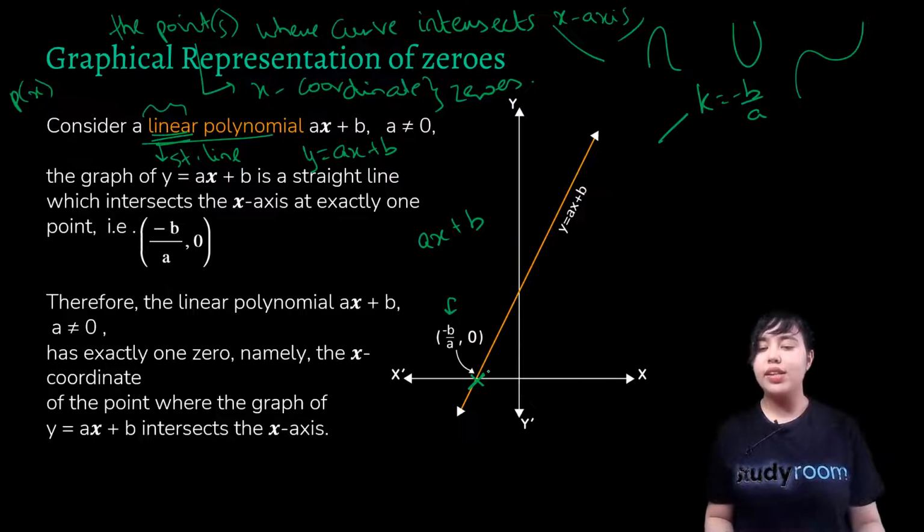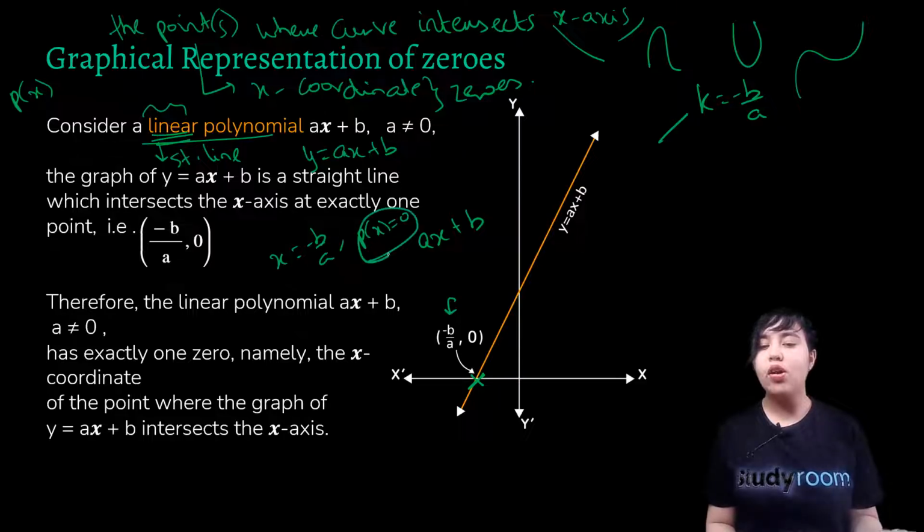Alright, so you look at this point. Now how do we make sense of it? If my x value is minus b by a, this is my y coordinate. I'm getting y equal to 0. So for x equal to minus b by a, I'm getting p of x as 0. Now the moment I get p of x as 0, what does it mean? It means that this value of x is a 0 of the polynomial. Now how did we get this minus b by a?